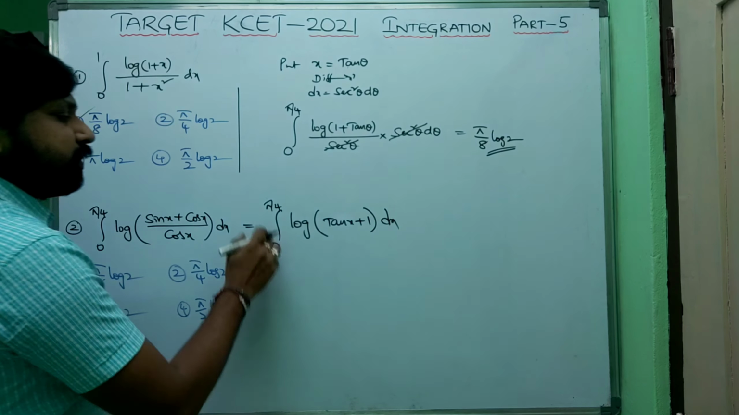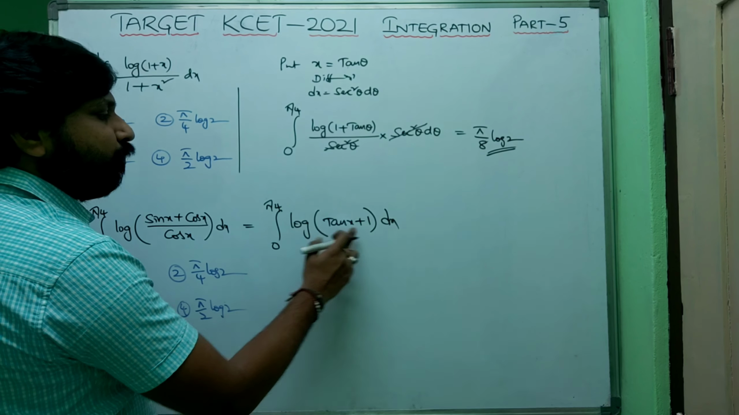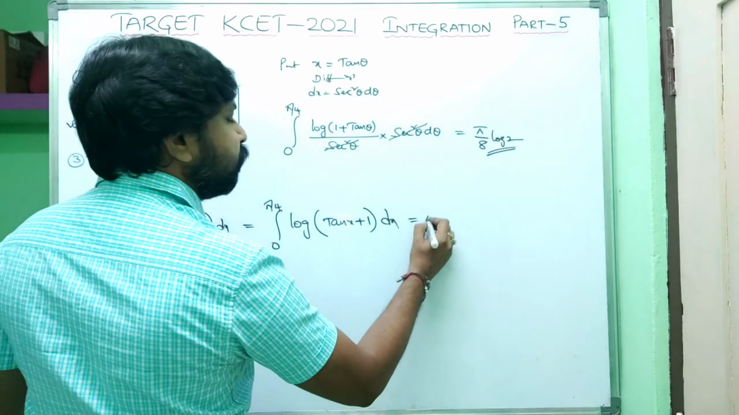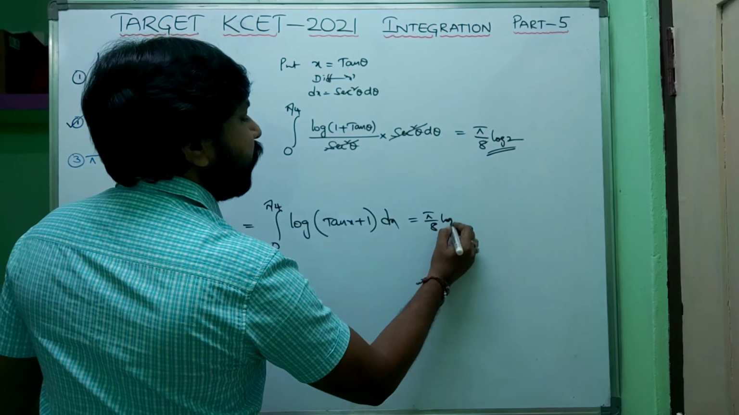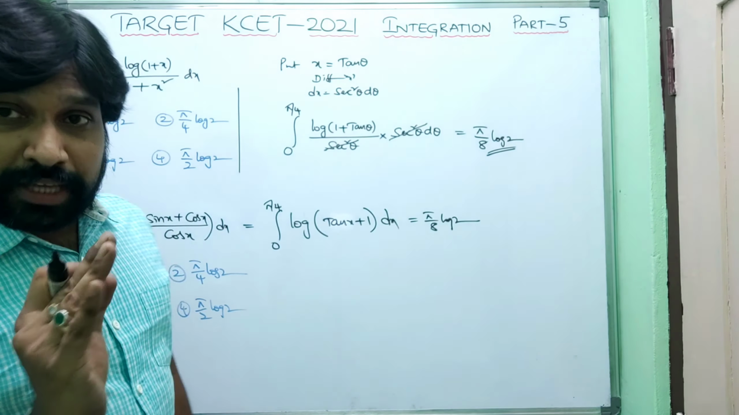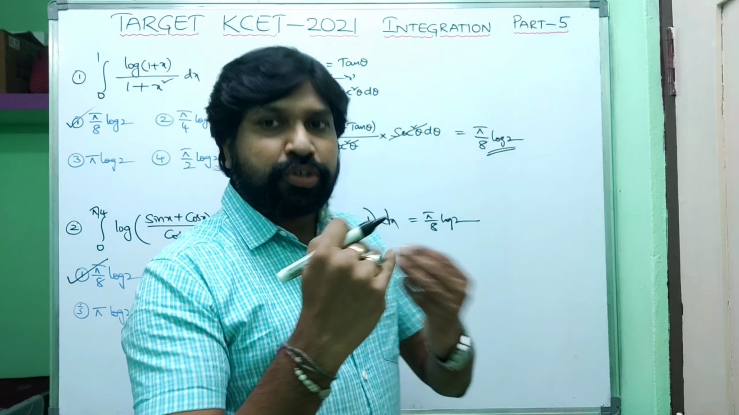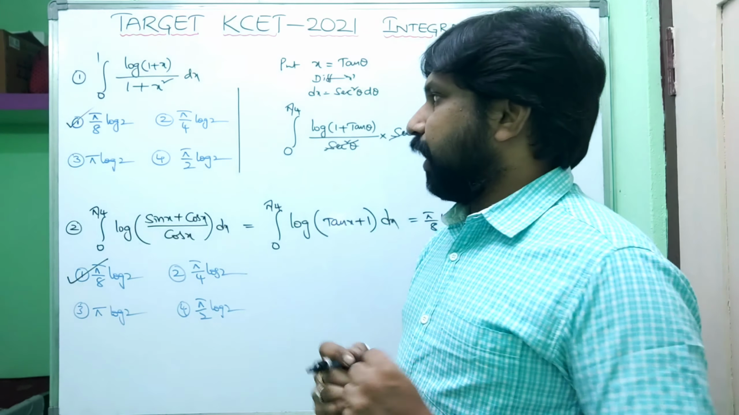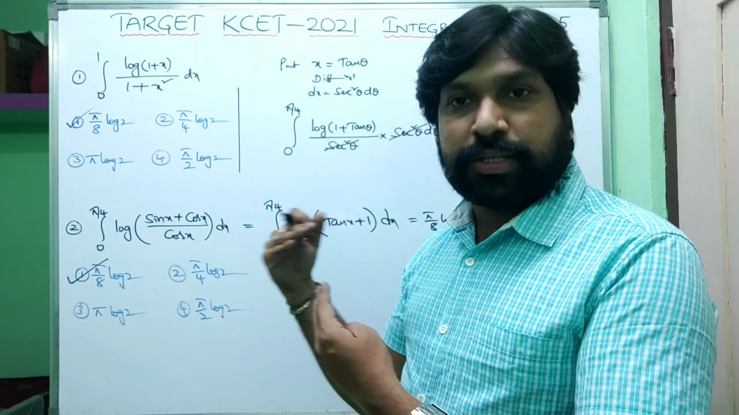Whenever it is of the form integral 0 to pi by 4 log(1 plus tan x) dx, the answer is obviously pi by 8 log 2. These two models are the same, just the way the question is asked is different. So please observe the importance of the model.